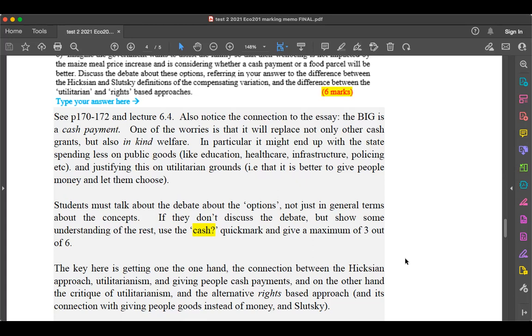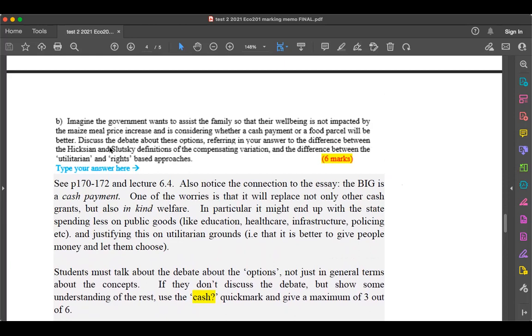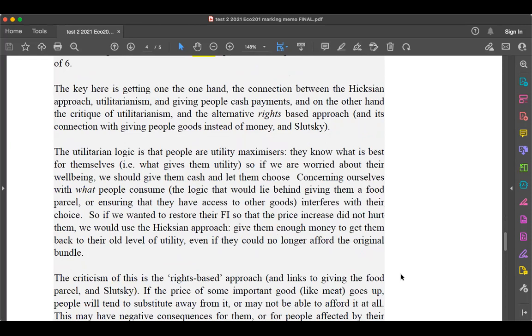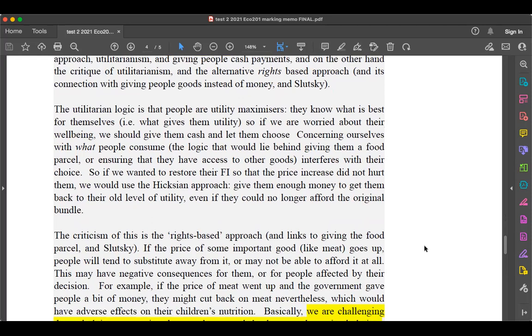So the key here is getting the connection between the Hicksian approach, utilitarianism, as I explained earlier, and giving people cash payments, and the critique of the utilitarianism and the rights-based approach, right? So being able to take everything and put it into one argument. So already the question is saying discuss. So when you discuss, you need to just give a full picture of what is happening, explaining all the approaches, the differences between the approaches, what is meant by the particular frameworks, and how they play a role in answering the question. You know, so the utilitarian logic is that people are utility maximizers and know what's best for themselves.